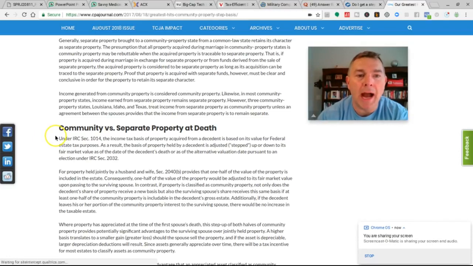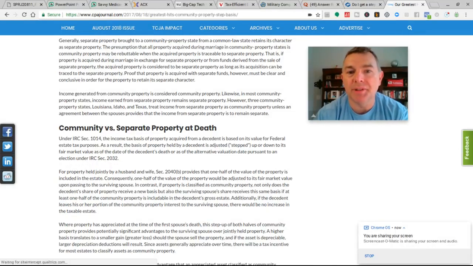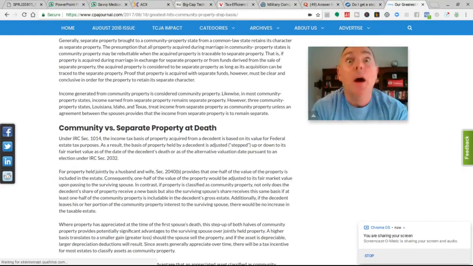All right, so under IRC, Internal Revenue Code, Section 1014, the income tax basis of property acquired from a decedent is based on its value for federal estate tax purposes. As a result, the basis of the property held by the decedent is adjusted, stepped up or down, to its fair market value as of the date of the decedent's death, or the alternative valuation date pursuant to an election under IRC Section 2032. All right, don't hang up, don't go away. This is critical, man. You've got to stay with me here.